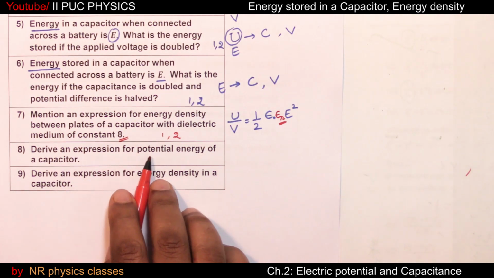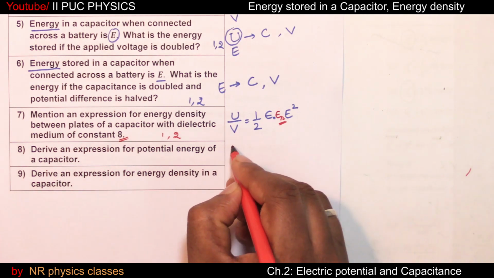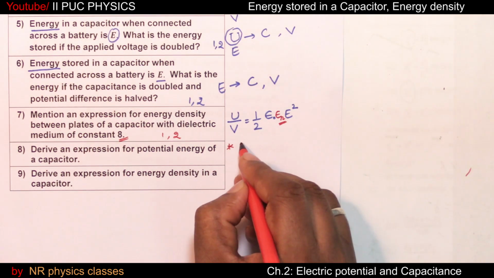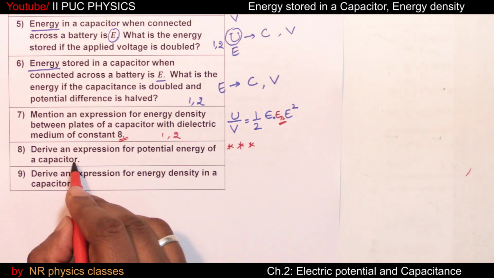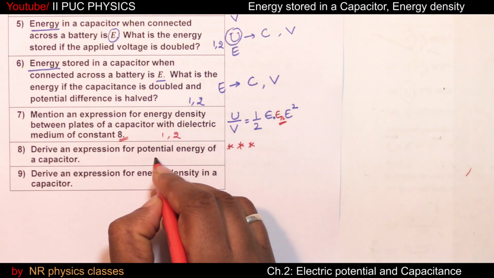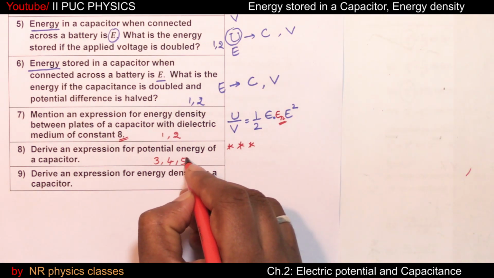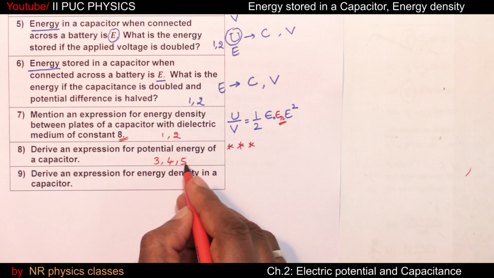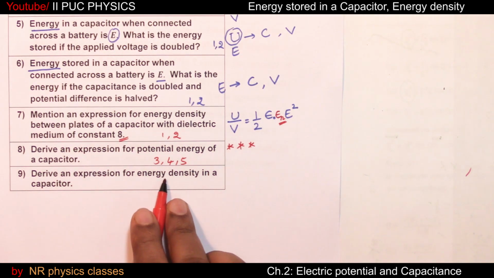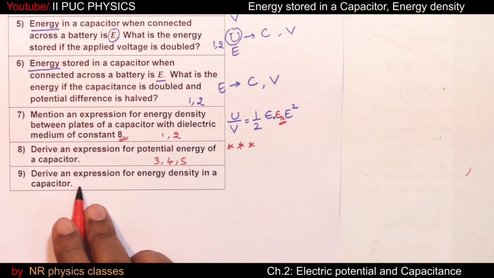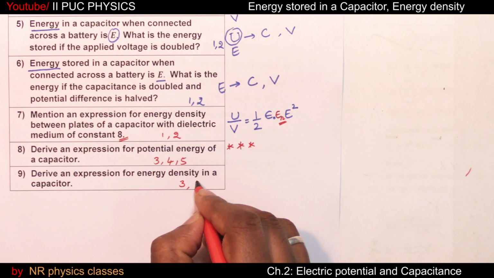Derive an expression for potential energy of a capacitor. Important derivation, 3 star. Important derivation for 3 marks or 4 marks or 5 marks if all the forms are asked. Okay. Derive an expression for energy density in a capacitor. This can be for 3 marks or even for 4 marks.